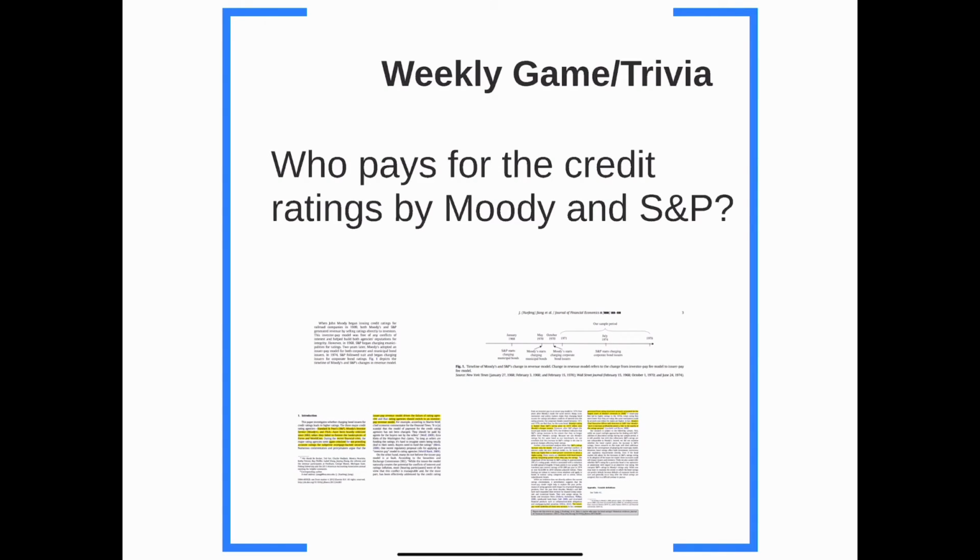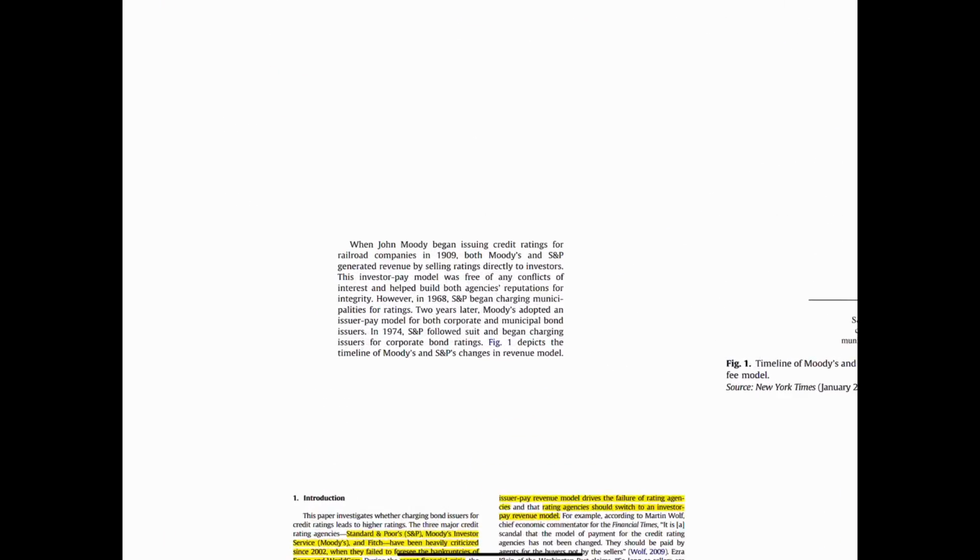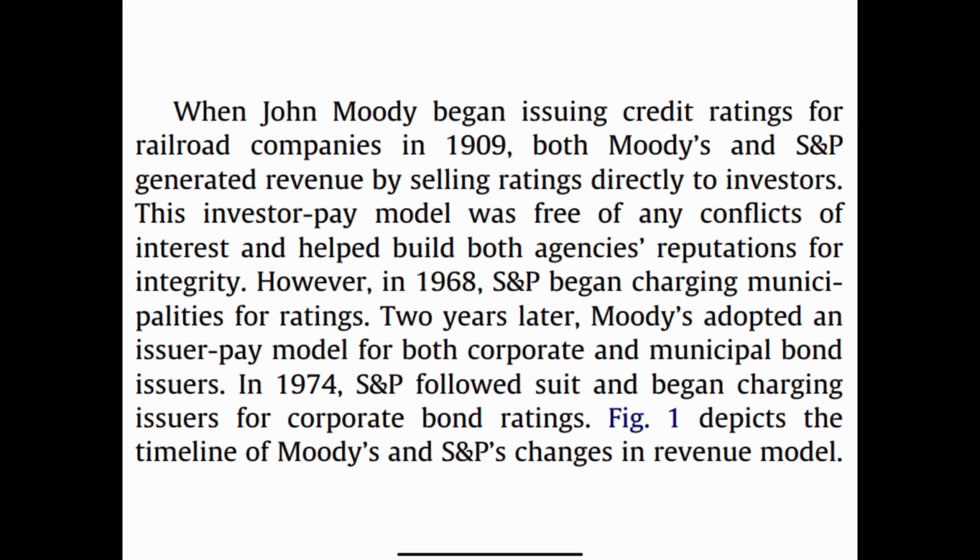Well, you would say, like the camera case, the second person. But unfortunately, that's not what we have today in the financial market. So let's have a look. When John Moody began issuing credit ratings for railroad companies in 1909, both Moody's and S&P generated revenue by selling ratings directly to investors. Originally they were like the second example, the independent website, on a subscription basis. The customer pays for it, which means this investor-pay model was free of any conflicts of interest and helped build both agencies' reputation.